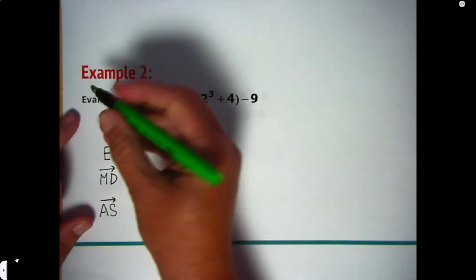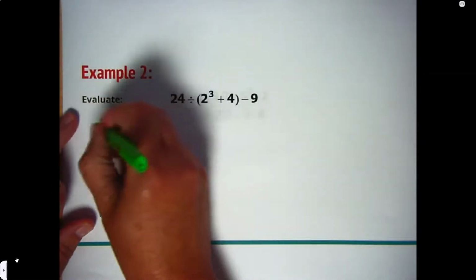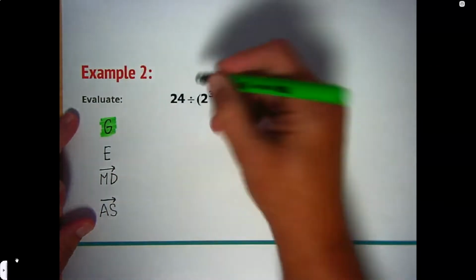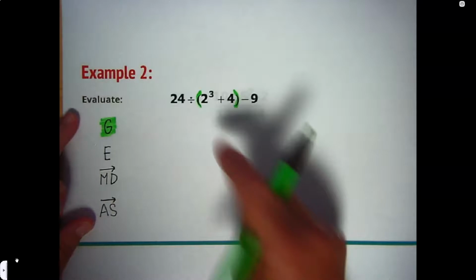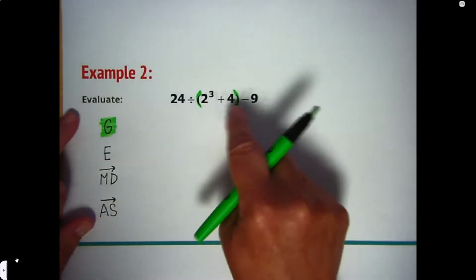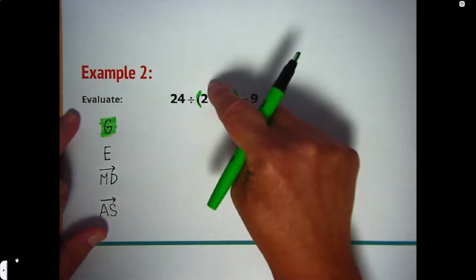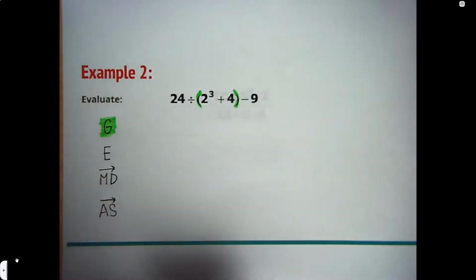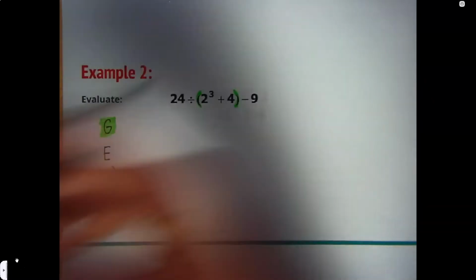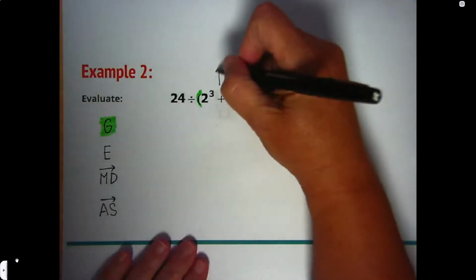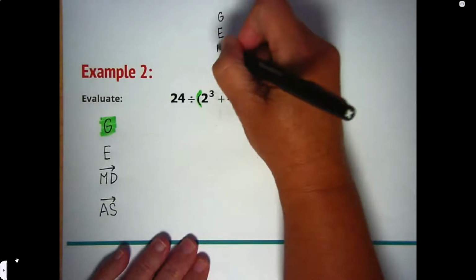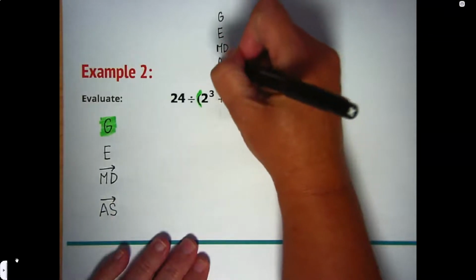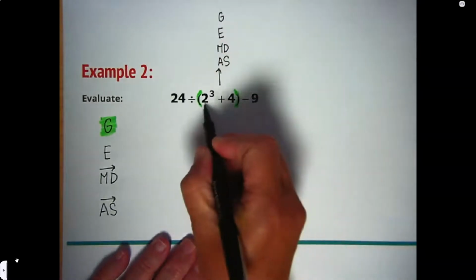All right. So the first thing that I'm going to look for in my problem is grouping symbols. This problem has grouping symbols. 2 to the third power plus 4. So notice I have an exponent and I have an addition in there. So that is a multi-step problem inside of those parentheses. So now what I got to do is do GEMDAS on this.